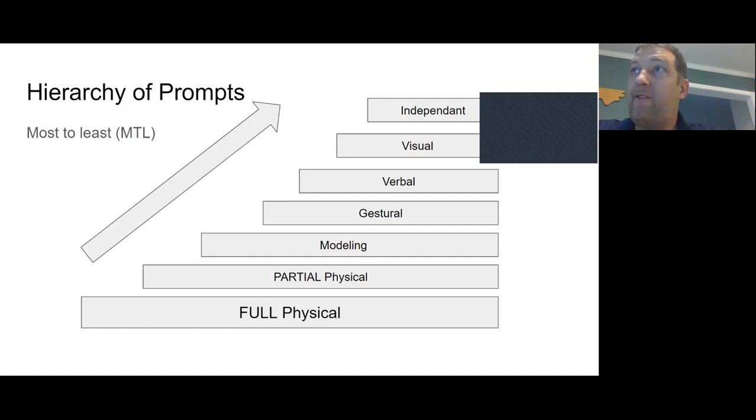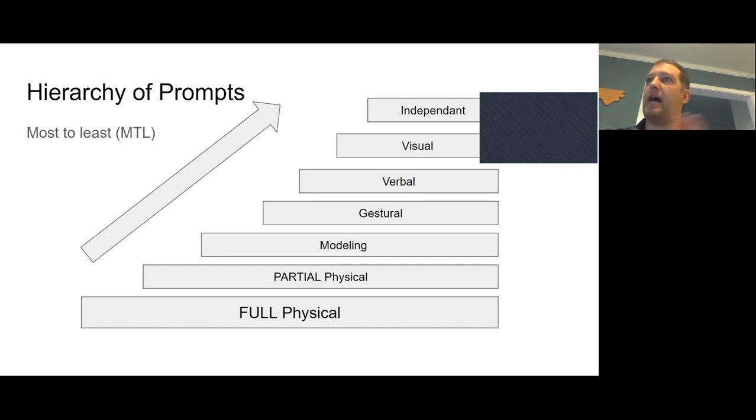Following gestural is verbal. Verbal is where I'm speaking, or maybe you can write a word as a verbal and you're using that verbal piece. Cup is a prompt, and it takes less assistance than a gestural. Visual would be something like, for a cup of water, you can hold up an image, and that will help assist the learner in successfully learning their skill.